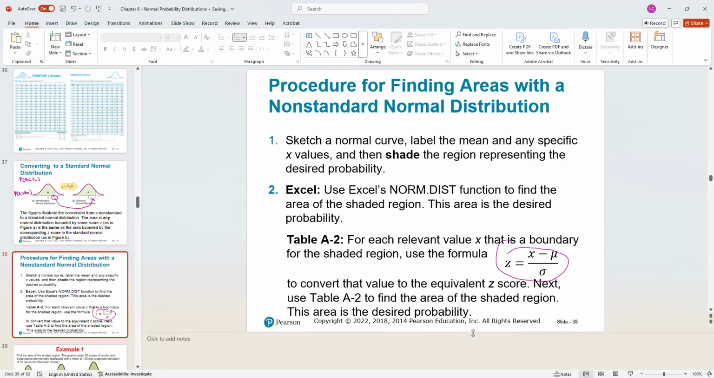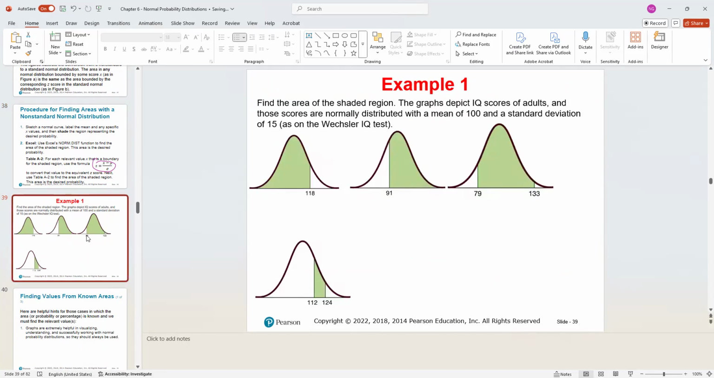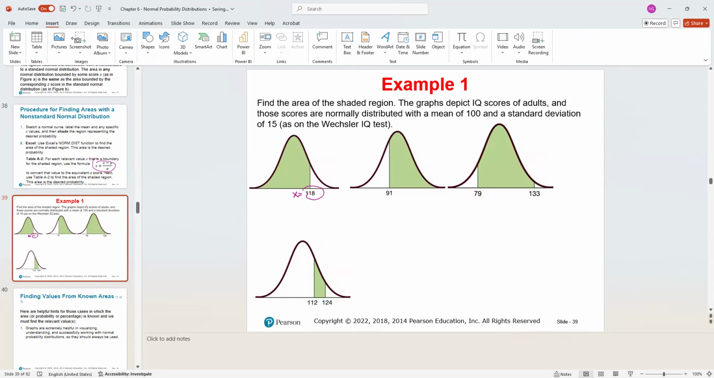Next, use that table to find the area on the shaded region. This area is the desired probability. Let's say it very quickly in the examples. Remember, these values here are x values, because it cannot be a z. First of all, remember, you must convert any x you have into z.